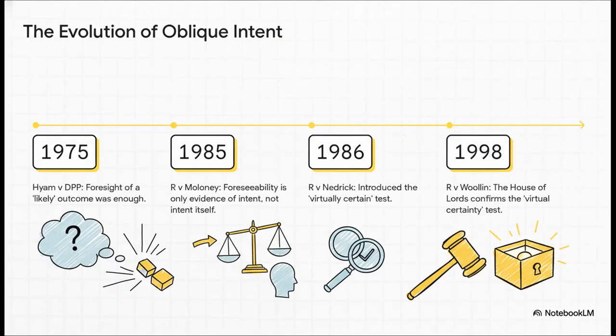Now, the courts really wrestled with this idea for years. You can see the whole story right here. Back in 1975, in a case called Cunningham, they said foreseeing a likely outcome was enough for murder. But then they started to backtrack. In Maloney, they said, no, likely is too low a bar. Then in Nedrick, they brought in this much stricter, virtually certain test. And finally, that was cemented as the law in the huge case of R v. Woollin. The test got narrower and narrower over time.